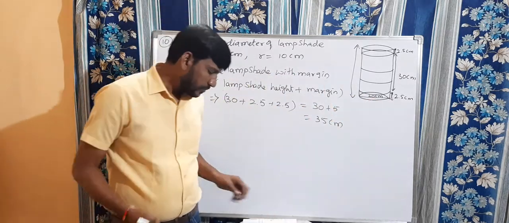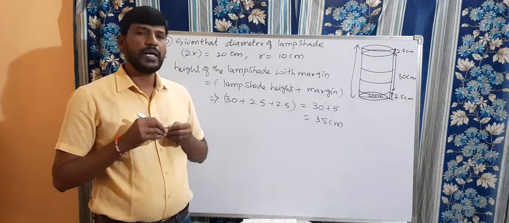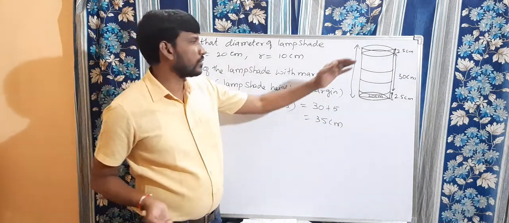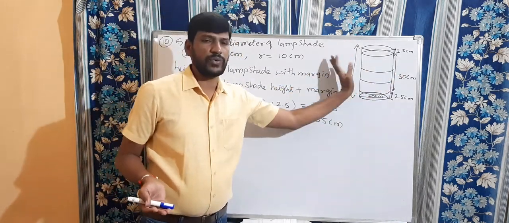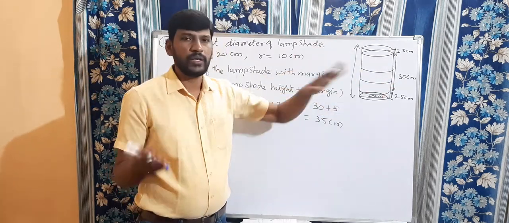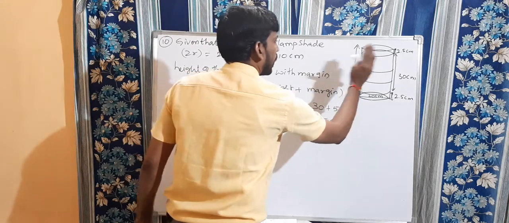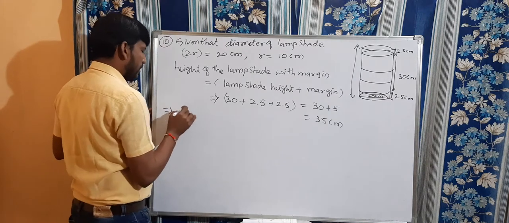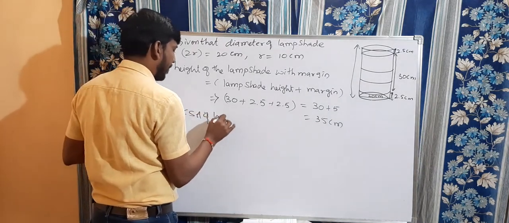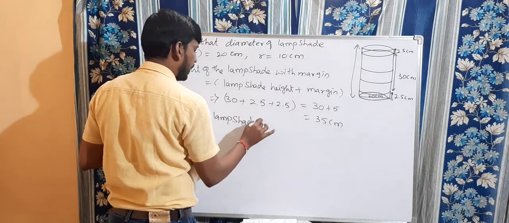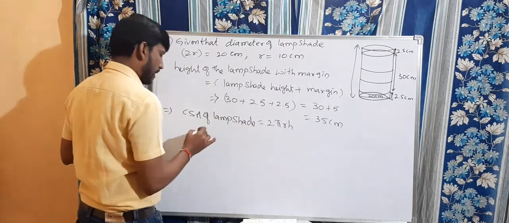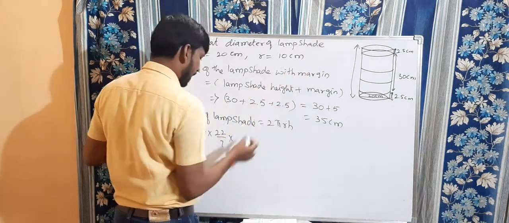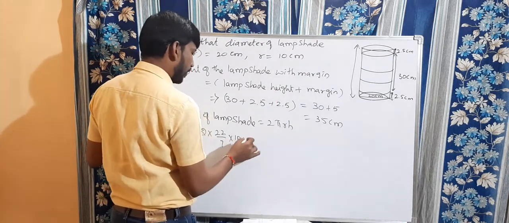Now they are asking to find how much cloth is required for covering the lampshade. To cover this total lampshade, what is the cover? What cloth is required? We can cover with only the curved surface area, not top and bottom. If you cover top and bottom, we cannot see anything. So just cover the lampshade with cloth, only curved surface area. So now CSA of lampshade is equal to, what is the formula here? 2 pi r h. Now 2 into 22 by 7 into r, which is 10, and height equal to 35.